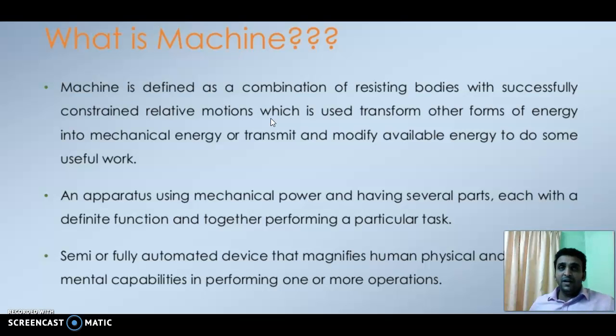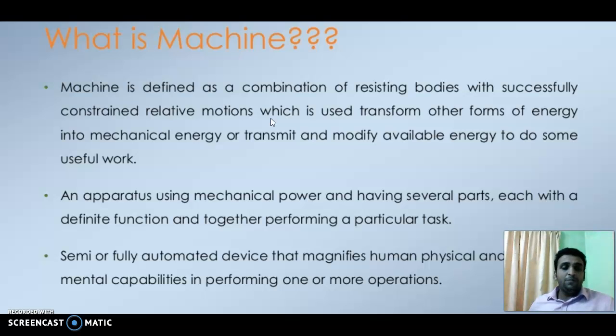And there will be different kinds of energy. There is thermal energy, fluid, hydraulic energy, electrical energy. A lot of energies are available in this world. So convert each energy into mechanical energy. That is the purpose of a machine. And a machine is an apparatus. I can read the second point. An apparatus using mechanical power and having several parts, each with a definite function and together performing a particular task. So the particular product or aim of our machine is a particular task.